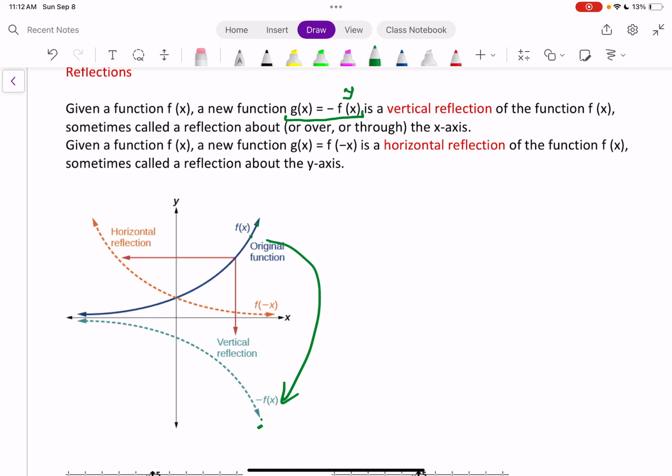And if you put the minus to the x's, then all your positive x's are now negative x's. So that's just simply a reflection over the y-axis, right? So you make all your positive x's now negative x's and backwards. So it's a horizontal reflection, in other words, a reflection over the y-axis. Okay.